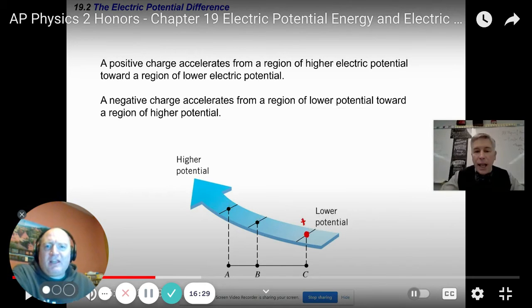So what I think I heard him say is that if you start a positive charge at lower potential, it will naturally gravitate towards higher potential. Is that what it says? Positive charge accelerates from a region of high potential. Okay, so this is the opposite of what he said. And the negative charge accelerates from low. Okay, this is a picture of what a negative charge did.